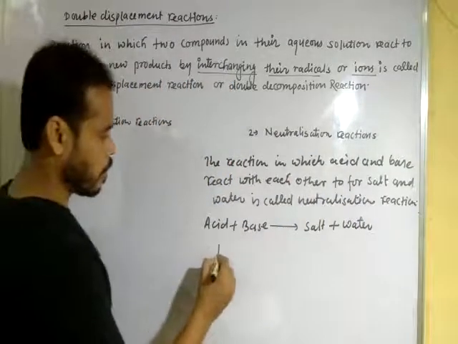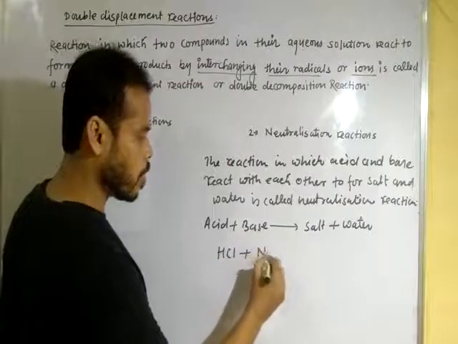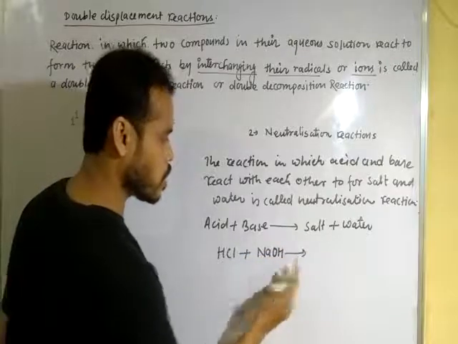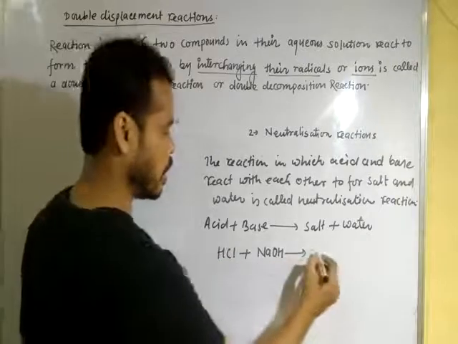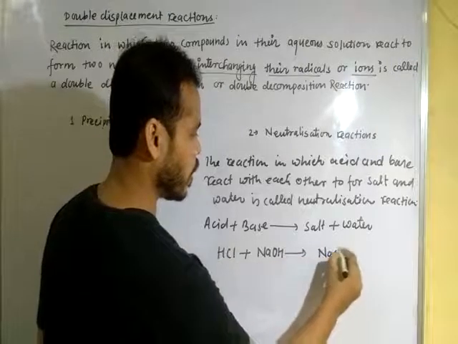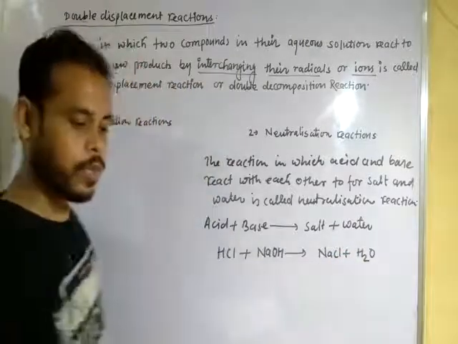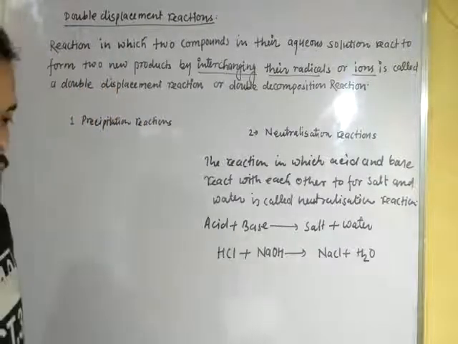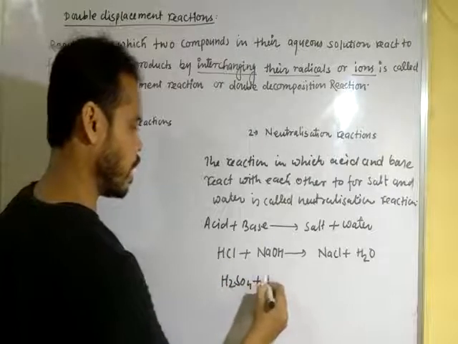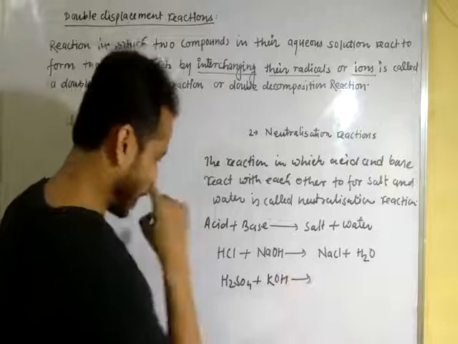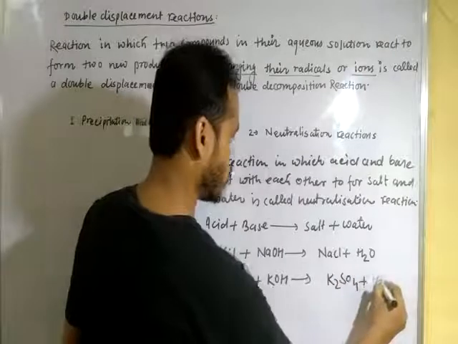Take a reaction, very simple. HCl, hydrochloric acid, reacts with sodium hydroxide, NaOH. It forms sodium chloride, NaCl, and H2O. Sodium chloride is a salt, the common salt we use in our home. Next one is H2SO4. H2SO4 reacts with potassium hydroxide, and it forms potassium sulfate, K2SO4, plus H2O.